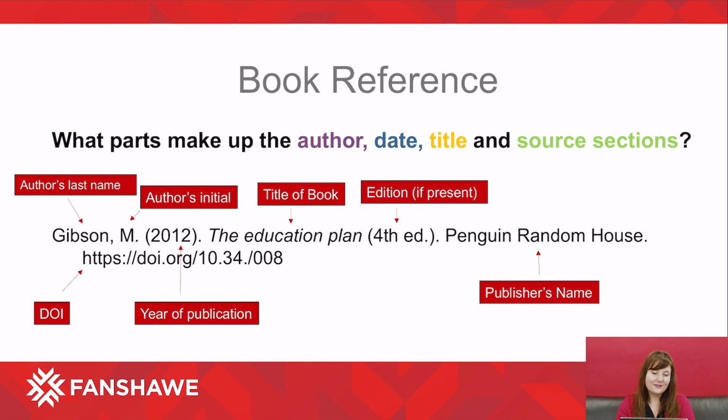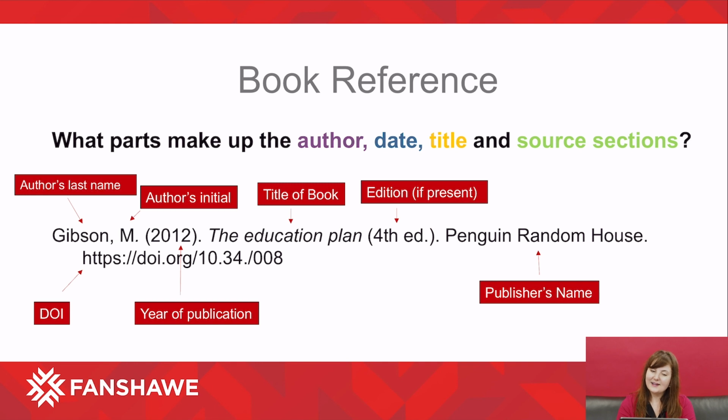Then you have the title section. The title section looks a little bit different than what you might expect to see, because usually we expect to see titles in title case, where every major word is capitalized. But in APA, all the titles in the reference list are going to be in sentence case, where only the first word and any proper nouns are capitalized. So here you have the word "The" capitalized and "education" and "plan" are not.